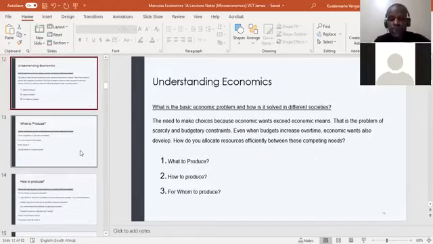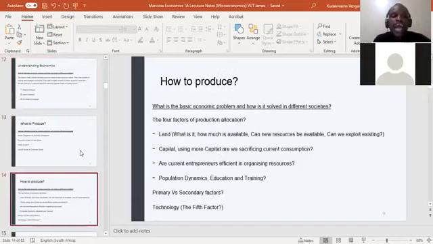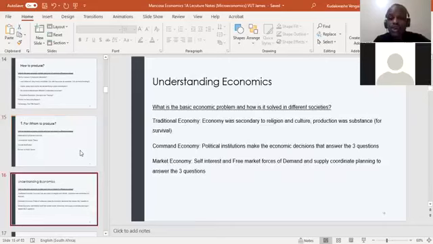So we said that what to produce, how to produce, and for whom to produce. Now that you have asked those questions, you now want those questions answered. So there are different ways of organizing an economy in order to answer these 3 questions. Some economies are what we call traditional economies. They are no longer there. So I don't think we'll discuss it. But there is what we call a traditional economy.